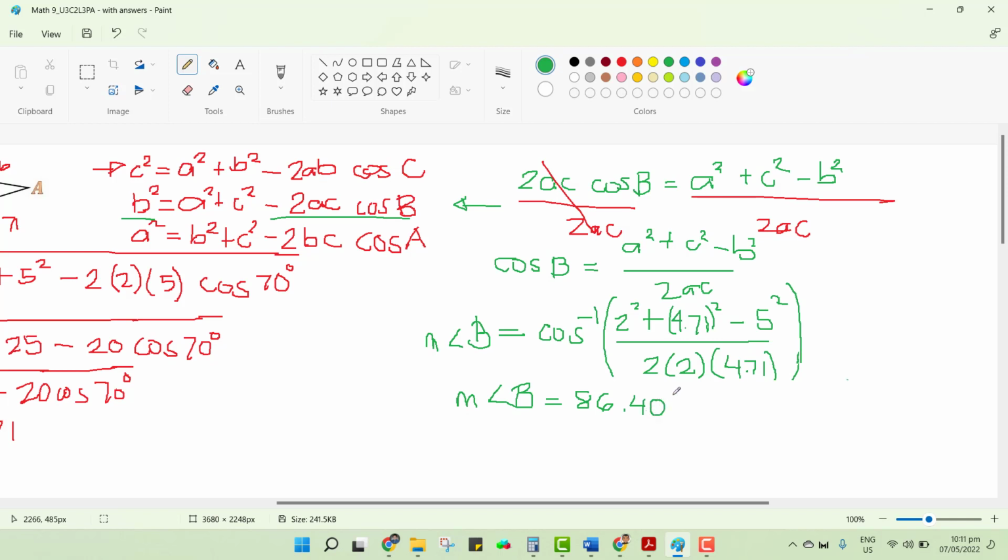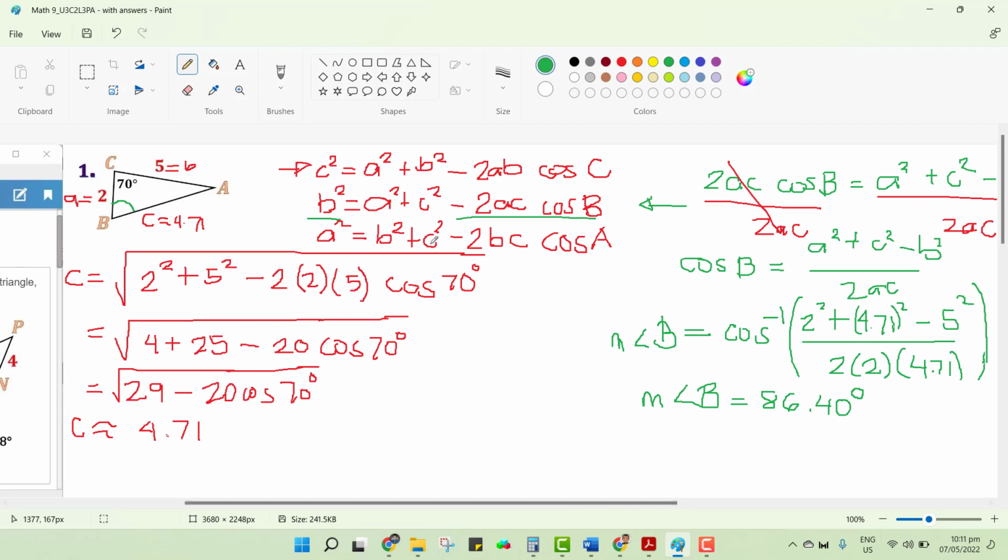86.40, and do not forget that it's an angle, so it must have a degree symbol. This is the first step that you could try in solving angle B using the same formula for the law of cosines. But you could also use here another method, which is, I believe, a shorter method, because once you have solved the unknown side here, C, now you have a proper pair of an angle which measures 70 degrees and its opposite side C, which approximately measures 4.71 units.